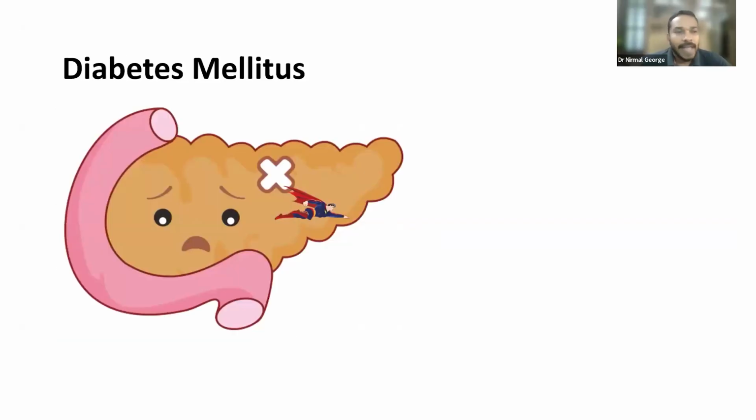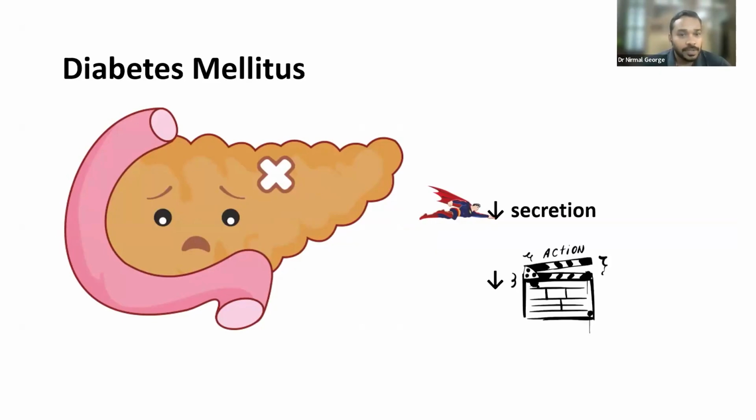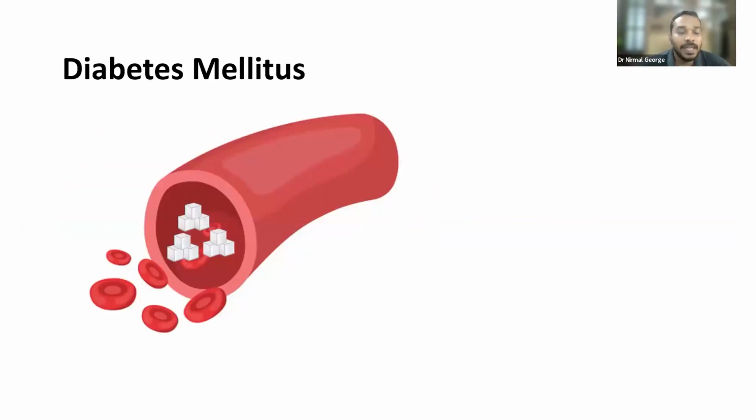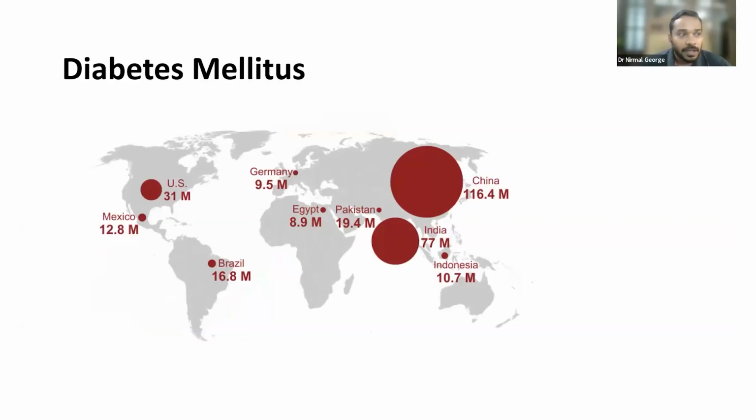So diabetes mellitus, I discussed earlier, is a metabolic disorder characterized by hyperglycemia. In diabetes mellitus, there is either reduced insulin secretion or reduced action of insulin or both. Since insulin is not working properly, there will be an increase in plasma glucose or blood glucose. Diabetes mellitus is a very common disorder, and currently we have the second largest population of diabetes mellitus. China has the largest population of diabetes mellitus. We are close behind.